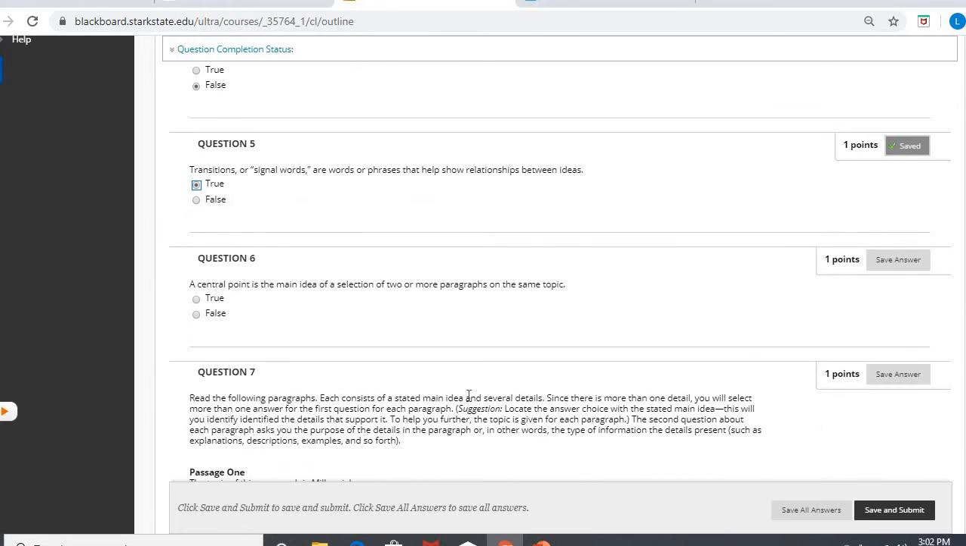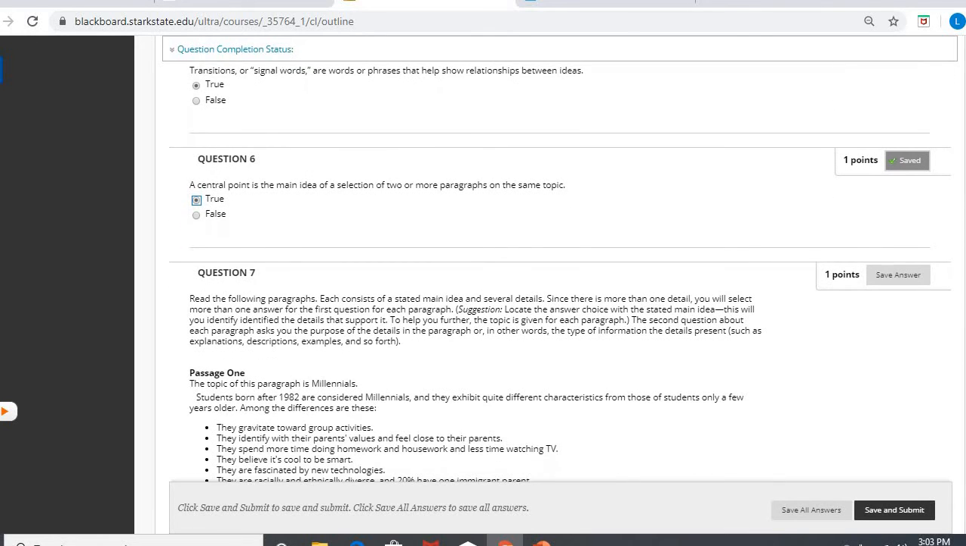Question 6, a central point is the main idea of a selection of 2 or more paragraphs on the same topic. That is true. A main idea deals with 1 paragraph. A central point deals with more. We just got done talking about that in recent videos for Chapter 7 text, so that's alluding to that topic. All right, now here we go to the application part.